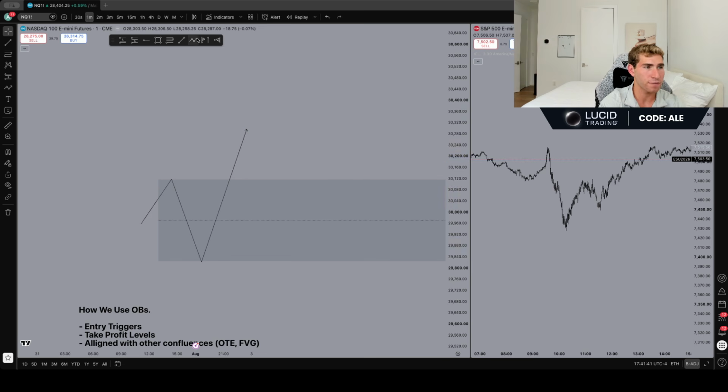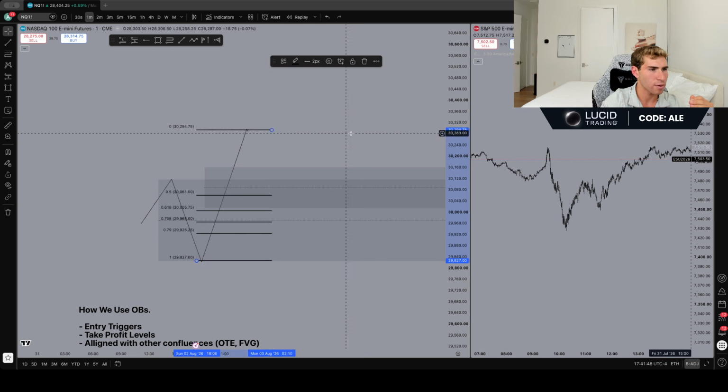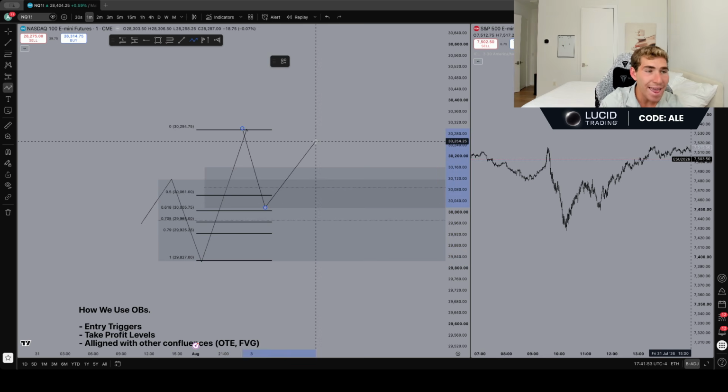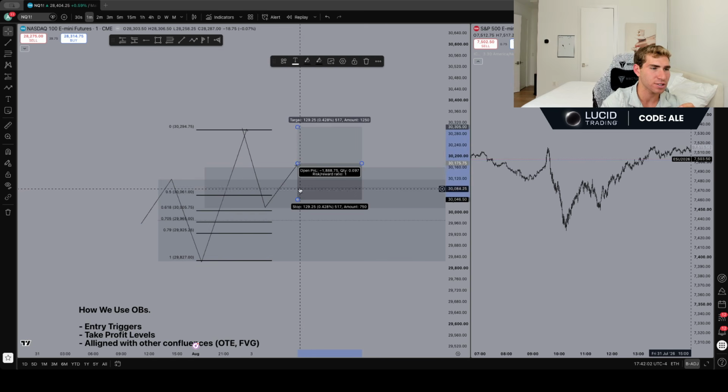What would be enough for me to enter this trade is, okay, we have an order block, we have a fair value gap, and look at this, price also has equilibrium. Right? We tapped all three and we created another bullish order block coming out of all these confluences. That is how I use order blocks as an entry trigger.